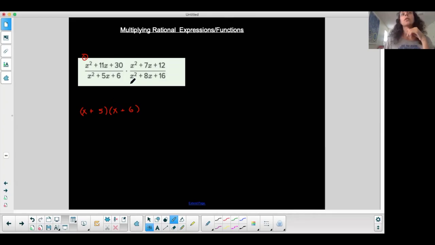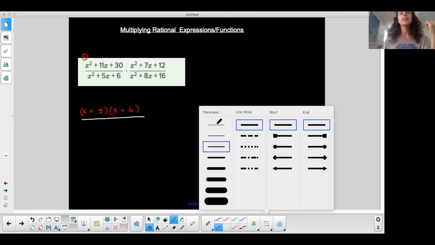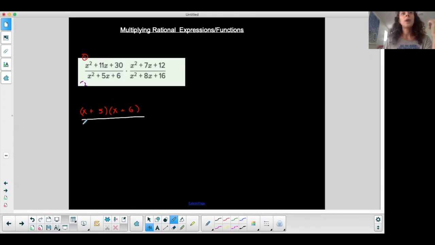I'm not color coordinating. Let's do polynomial number 2. Polynomial number 2 is in purple, and I'm going to factor that here. Again, a nice easy factoring case: an x and an x, and then 2 numbers that multiply to give me 6 and add to give me 5, a 2 and a 3, a plus and a plus. These are nice cases.